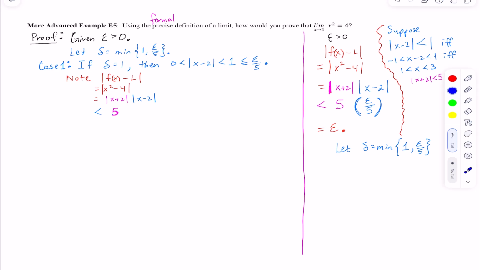Absolute value of x minus 2 would be at most epsilon over 5. And multiplying these two numbers together, you indeed get epsilon. So that ends case 1. Now case 2 is very similar. It's just a little bit easier to read. If delta is equal to epsilon over 5, then we have 0 is less than the absolute value of x minus 2, which is less than epsilon over 5.